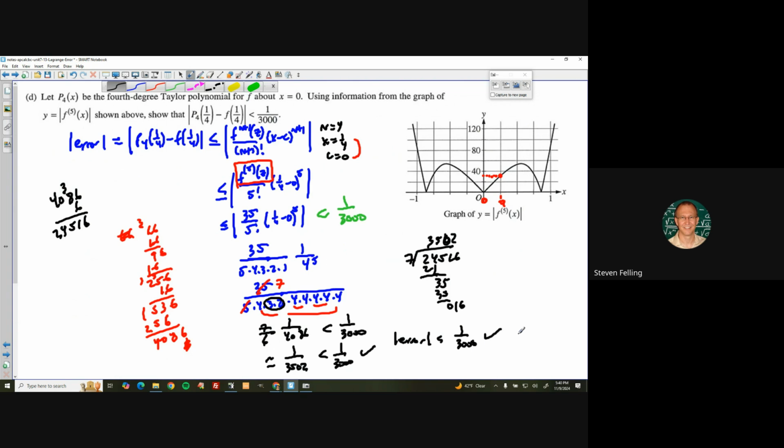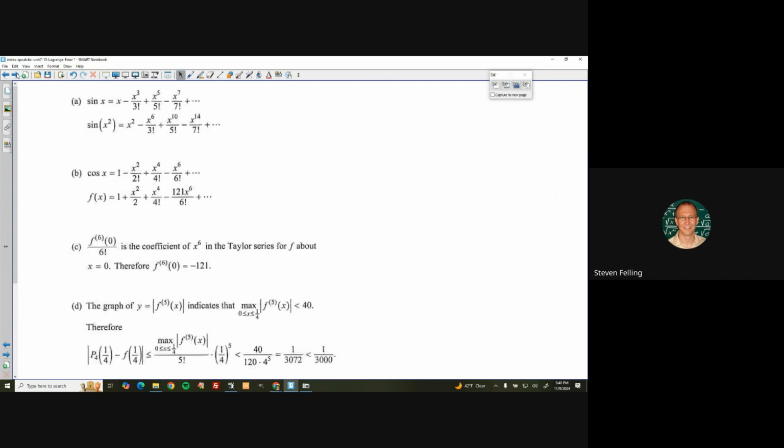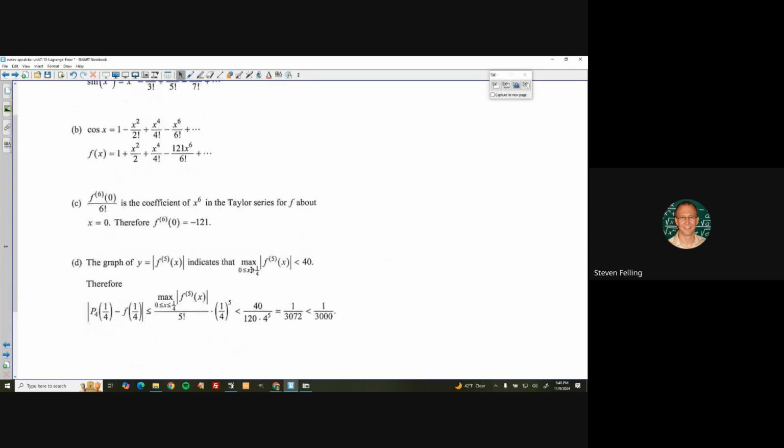All right, perfect. So this is the way they typically ask questions about Lagrange error. And if we look at their particular rubric, let's see what they did. They wrote out the sine, they plugged it in, they wrote out the cosine, they combined them and simplified. They sure enough said that this is the form for the coefficient of the x to the 6th, therefore this is negative 121. And when they estimated it, they went ahead and just rounded up to 40, which made their math simpler, actually. But the same idea. They ended up with 1 over 3,072 for their value.